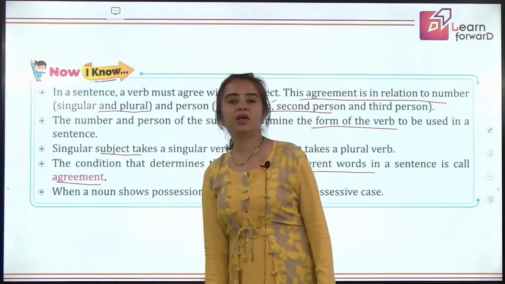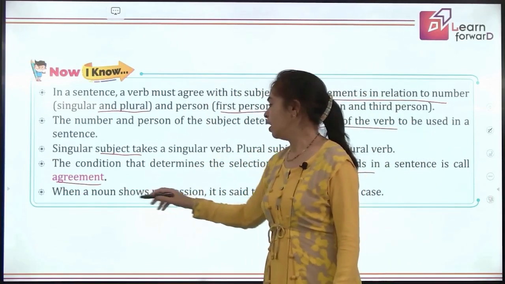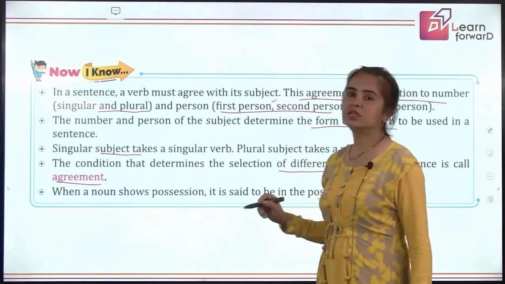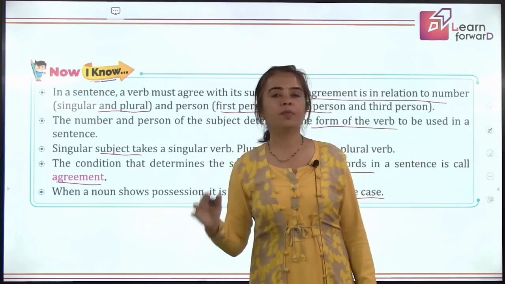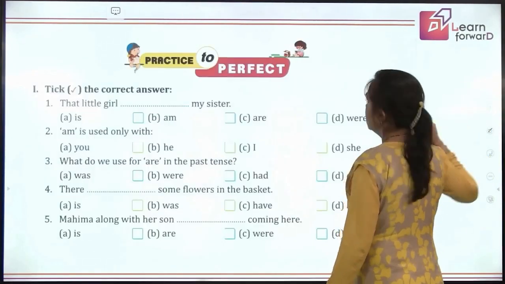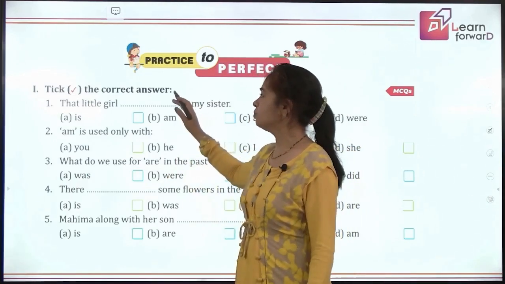It can be a noun-pronoun agreement. It can be a subject-verb agreement. When a noun shows possession, it is said to be in the possessive case. So it's not a point of adding S or ES to it. So it's time for you to practice to perfect. Here's an MCQ exercise for you.